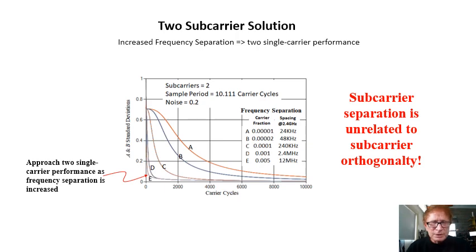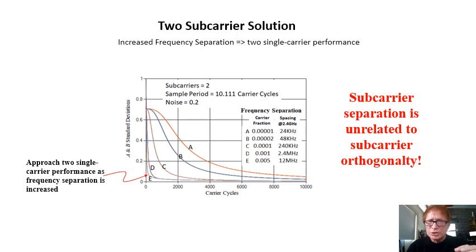In the past, as we have moved away from FDM towards more closely spaced carriers, we imply a requirement for orthogonality as a means of preventing interference between the carriers. But in fact, orthogonality of two waveforms is not a factor in the analysis that we present here.